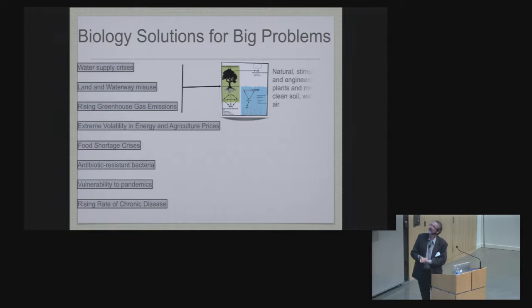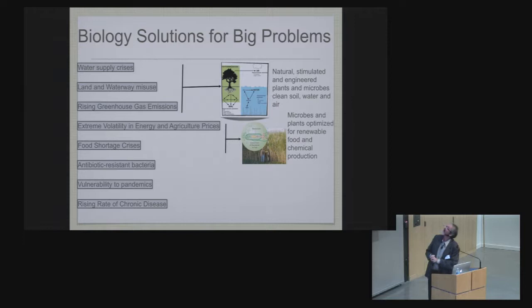Now, people have been doing this for many, many years, and I just want to point out that if you look at the impact of engineering biological systems on the world, there's been a lot of them. There have been both natural and stimulated and engineered plants and microbes for cleaning soil, water, and air. There have been microbes and plants optimized for renewable food and chemical production. Actually, food's becoming, you think the green revolution was big, the next generation of new food is going to be spectacular, and we can talk about that offline, and for those of you who are nervous about that, I wouldn't be.